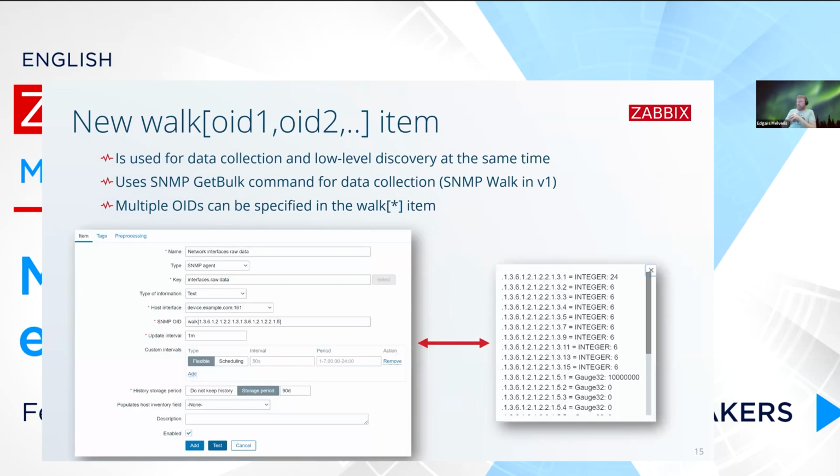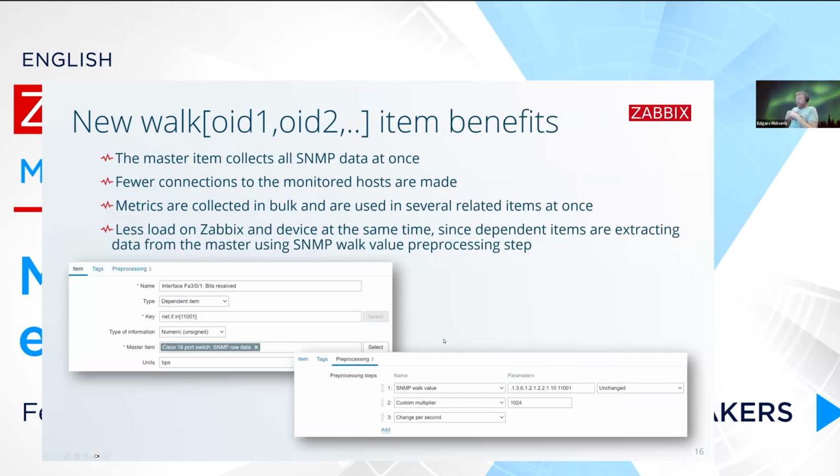Okay, so this is what such an item looks like. There is this OID entry walk, and in this case, two OIDs that we do the walk on. And the output will look something like this. Okay, so what to do next? We need to create these dependent items, a dependent discovery rule and dependent items.